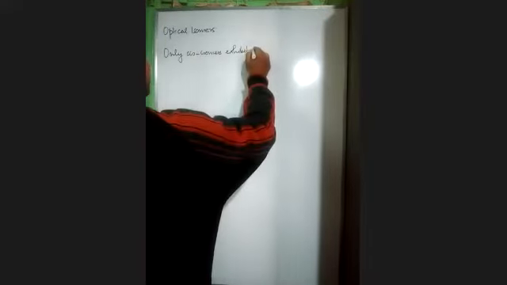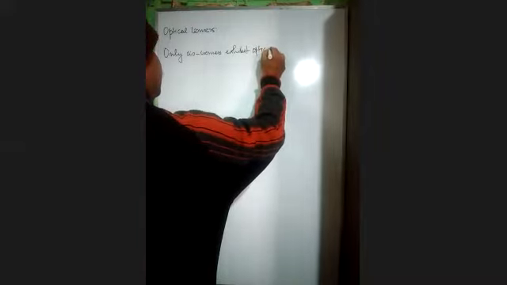Now, we'll go for optical isomers. So what we'll write now here? Only 6 isomers exhibit optical isomerism. Now the question is why? Why is it like this? This question comes. We'll write here.